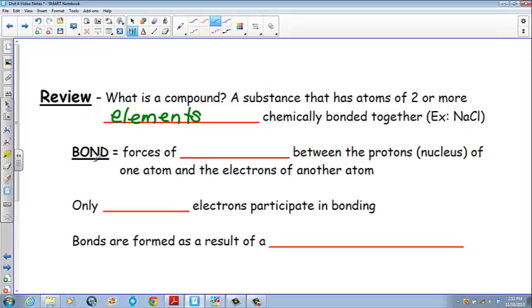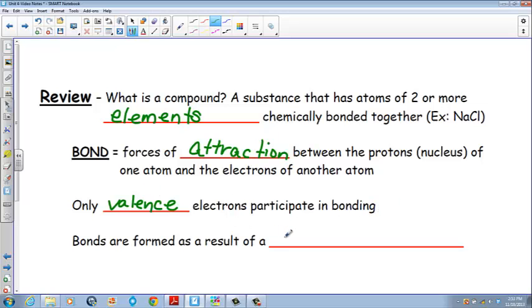And a bond means that they are forces of attraction between the protons in the nucleus. Remember, protons are in the nucleus of one atom and the electrons of another atom. Only valence electrons participate in bonding. And we learned this in the last unit. I tried to explain to you guys that the valence electrons will indicate how many are given up or gained, and that will indicate how much activity an element will have.